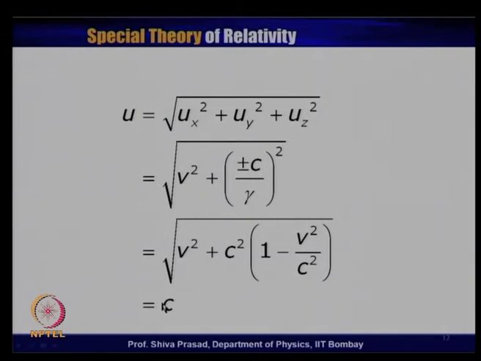And u becomes equal to c. In fact, it becomes plus or minus c, depending upon the way you want to look at it, but I am looking only at the magnitude, therefore, I am putting only the plus sign. So, what I have shown is that the speed of light indeed turns out to be equal to c as seen in observer S, as expected from the second postulate of special theory of relativity.